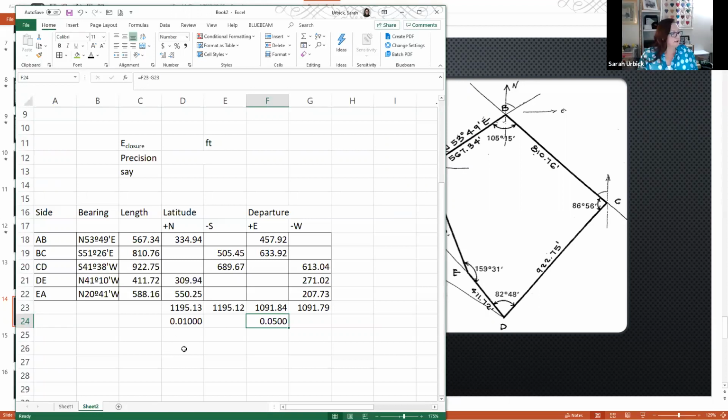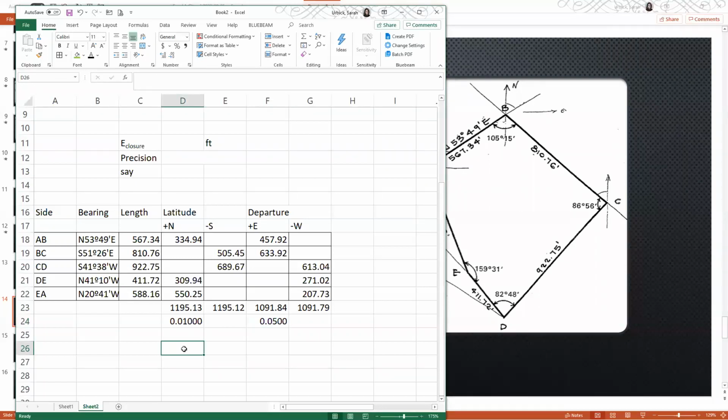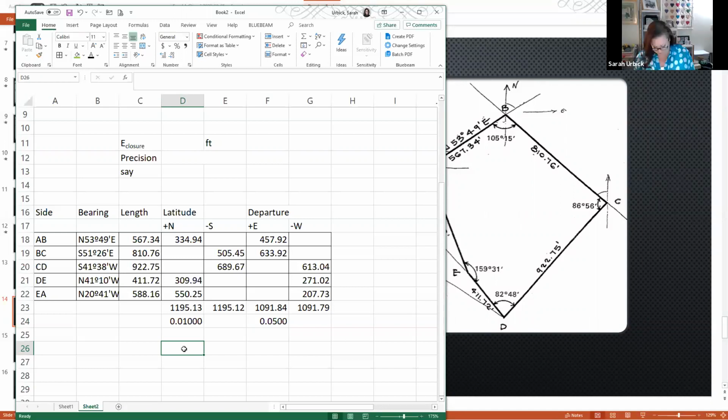So if I take those numbers, 0.05, and my 0.01 and square that, I add those two together, I take the square root of that, I get my error of closure, 0.05099. All right, but is that acceptable?